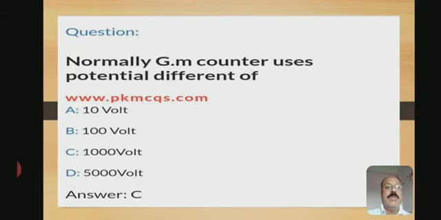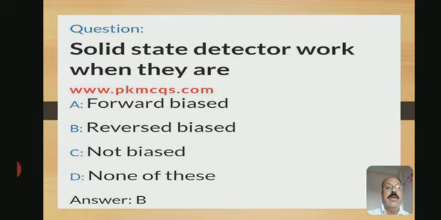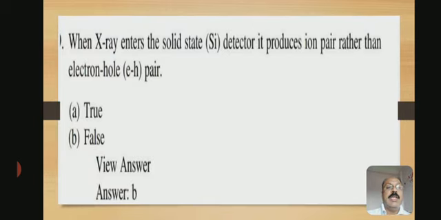Normally a GM counter uses a potential difference of 1000 volts. Solid state detectors work when they are: forward biased, reverse biased, not biased, none of these. The answer is reverse biased. A solid state detector must work with reverse bias. When an X-ray enters the solid state silicon detector, it produces an ion pair rather than an electron-hole pair. True or false? The answer is false.